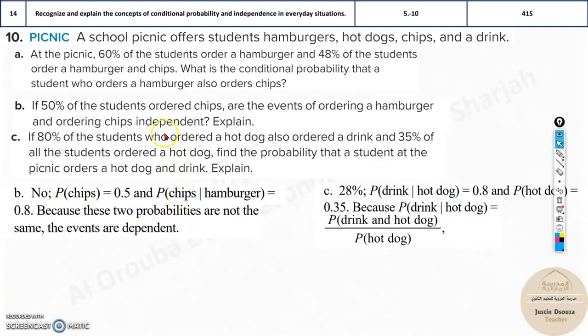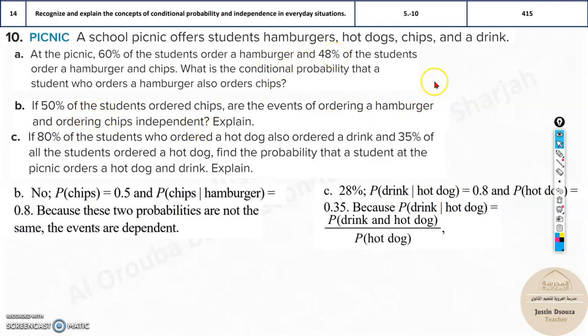We need to understand what exactly is independent and dependent. Now let's see over here. They have told 50% of students ordered chips. Are the events ordering chips, hamburger and ordering chips independent? No, look over here.